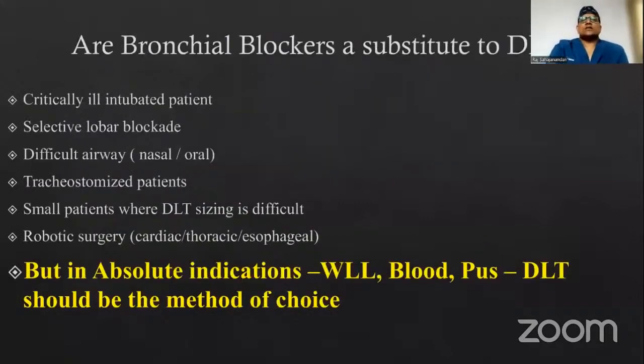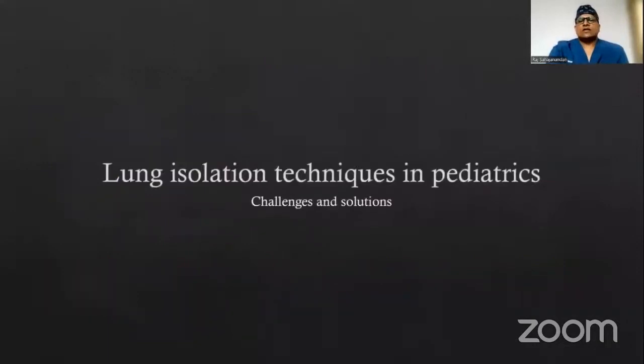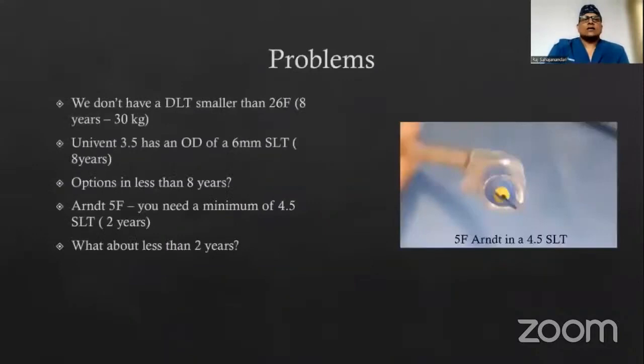So are blockers a substitute to the double lumen tube? There are certain conditions where it has a use, but when you're dealing with an absolute indication, a double lumen tube may be a better choice. So I will conclude my first part, which is here. I will take about 5 minutes more and talk about the challenges of lung isolation techniques in pediatrics.